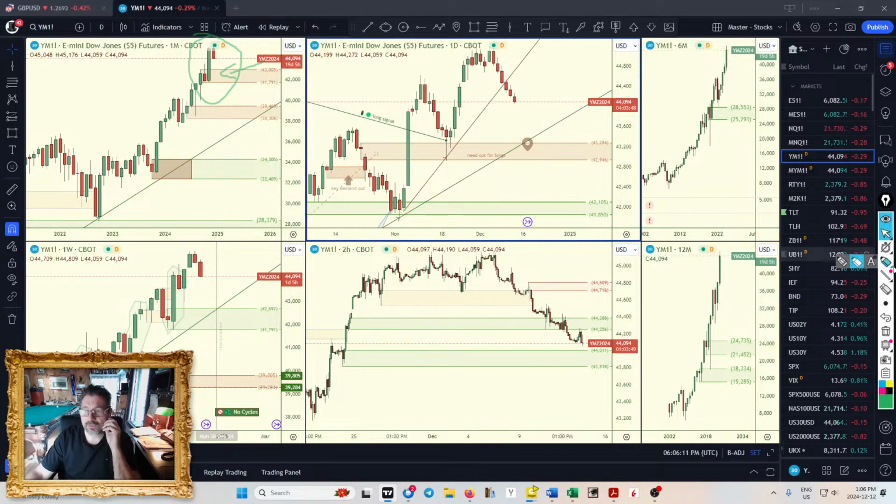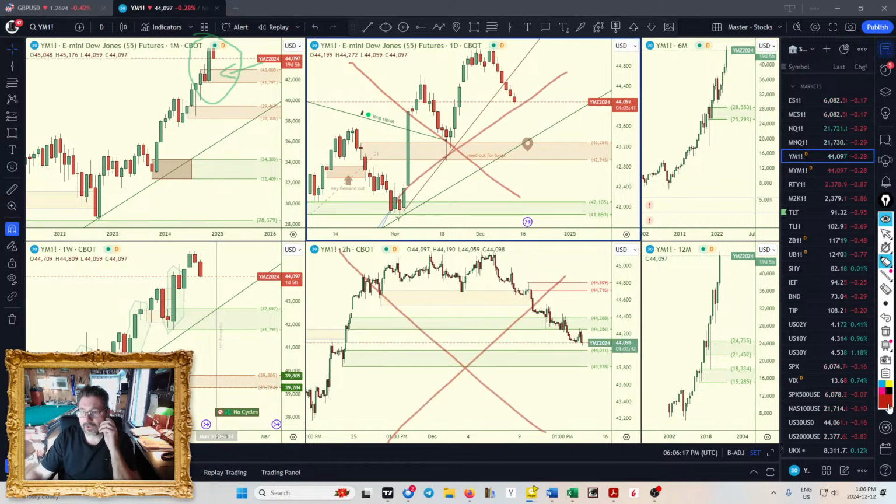There's no trend holding on the daily chart, and there's no trend holding on the 2-hour chart. So we have to be relying on the structure that we see here on the weekly chart. Okay? That's how we do it.